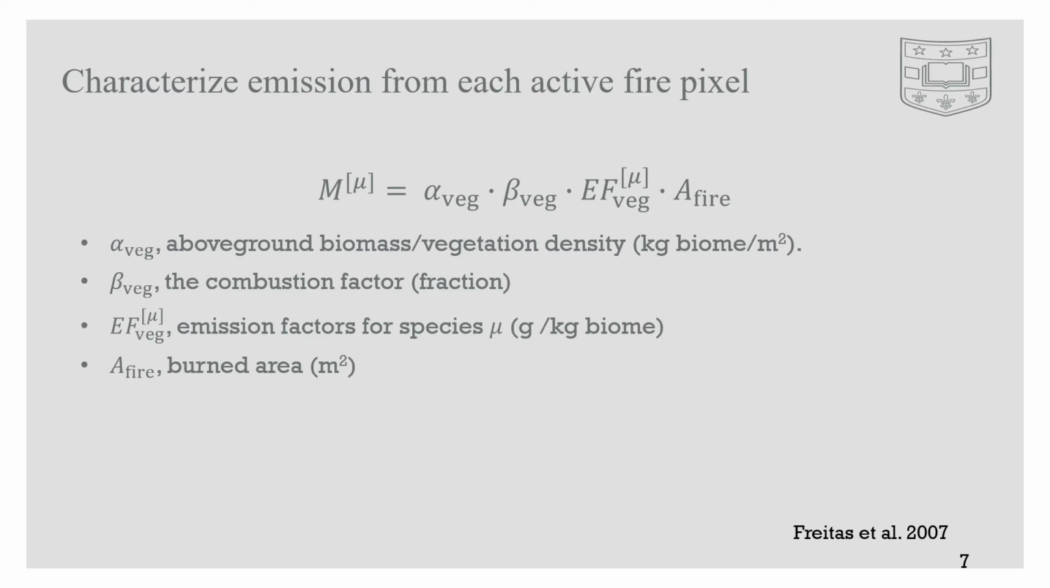So the next question is how to characterize fire emissions. In this study, we used the product of four input parameters to quantify the fire contribution in each pixel. First, above ground biomass density, which gives us the estimation of the vegetation amount in each pixel. Second, combustion factor, which denotes what fraction of the entire vegetation mass can be combusted and converted to combustion products. And third, emission factor for specific combustion products. It quantifies the conversion efficiencies of the biomass to specific emission products. And the last one, the burned area.